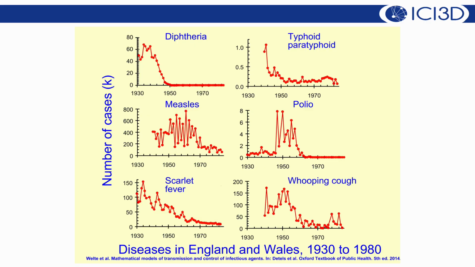Scarlet fever dies off more slowly, but again, it drops down to very, very low levels, and whooping cough as well, and so on. We're going to look at how things changed and what brought an end to these various diseases. But you might like to actually Google them and find out a little bit more about what was going on. Okay.